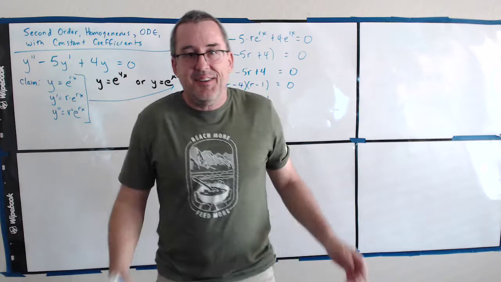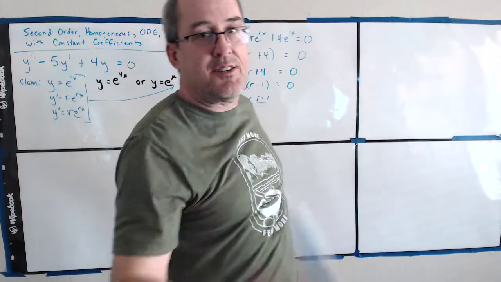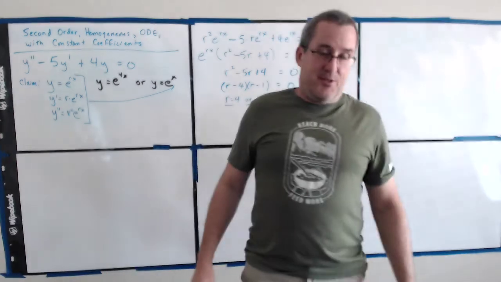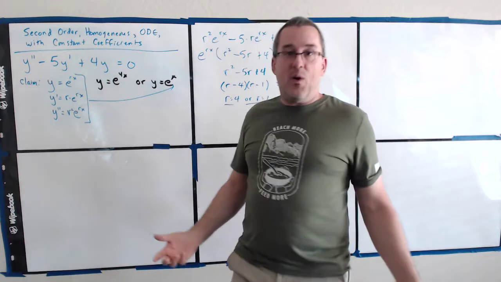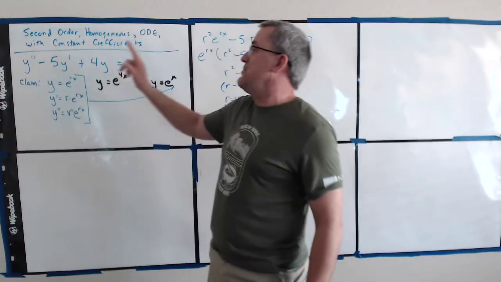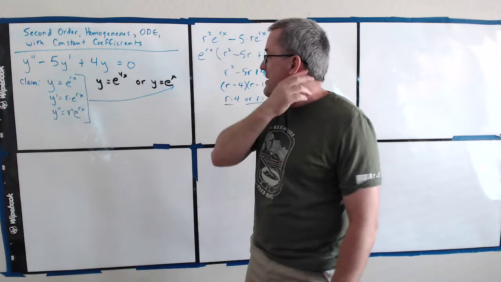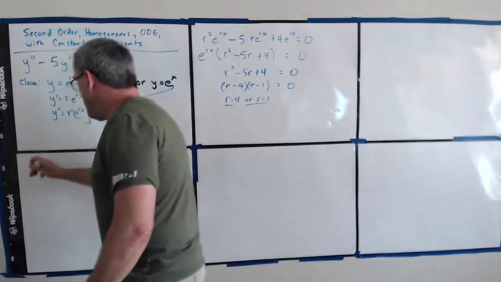Part 2 of solving second order homogeneous ordinary differential equations with constant coefficients. So, we now know that there's two functions, y is a function of x, such that its second derivative minus 5 times its first derivative plus 4 times the function itself makes 0. Do you believe it? Let's find out. I would like you to do a quick check.